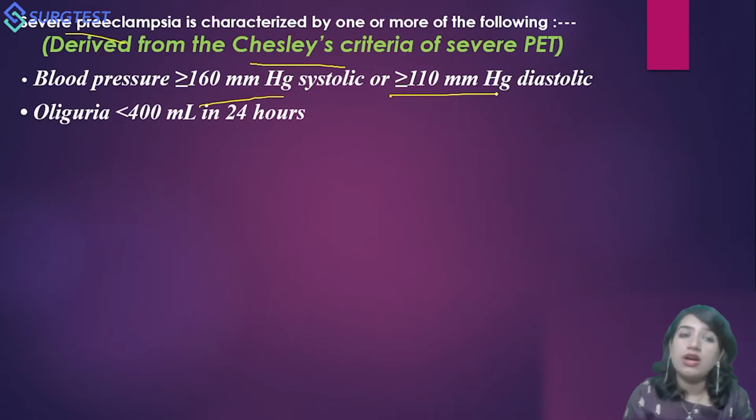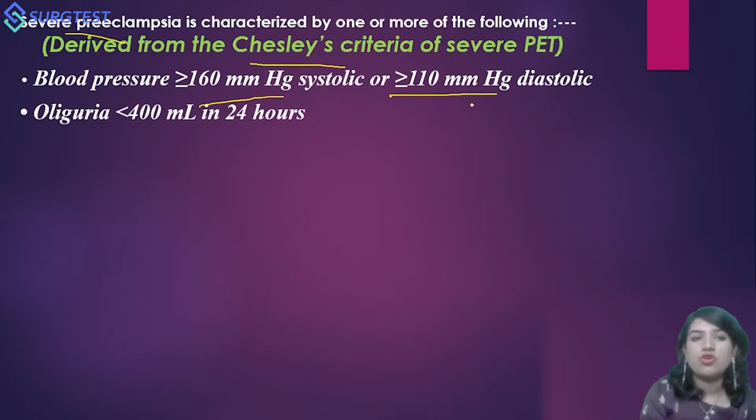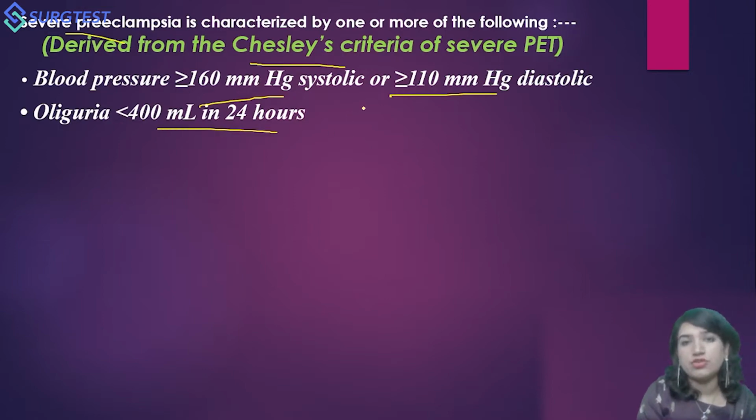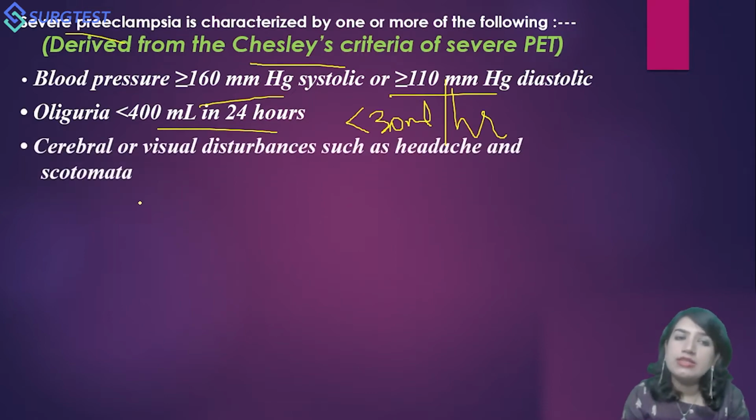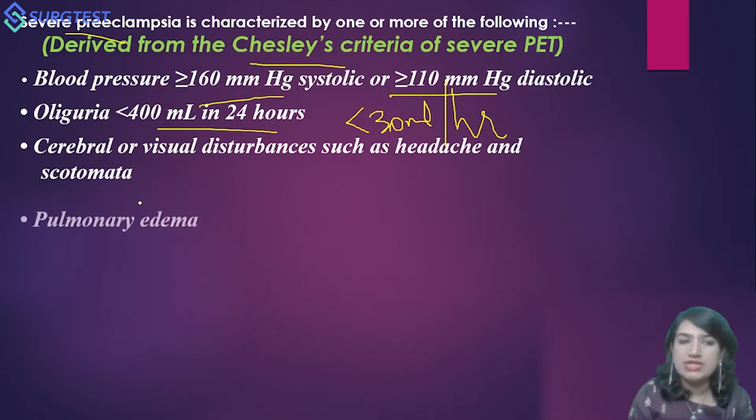Second, oliguria, a urine output of less than 400 ml in 24 hours. That is what qualifies for the criterion of severe PET, or less than 30 ml per hour. Okay, less than 30 ml per hour or less than 400 ml in 24 hours. Again, a criterion for severe PET. Third, whether the woman has cerebral or visual disturbances such as headache or scotomata or persistent visual disturbances, that again comes under severe PET criteria.